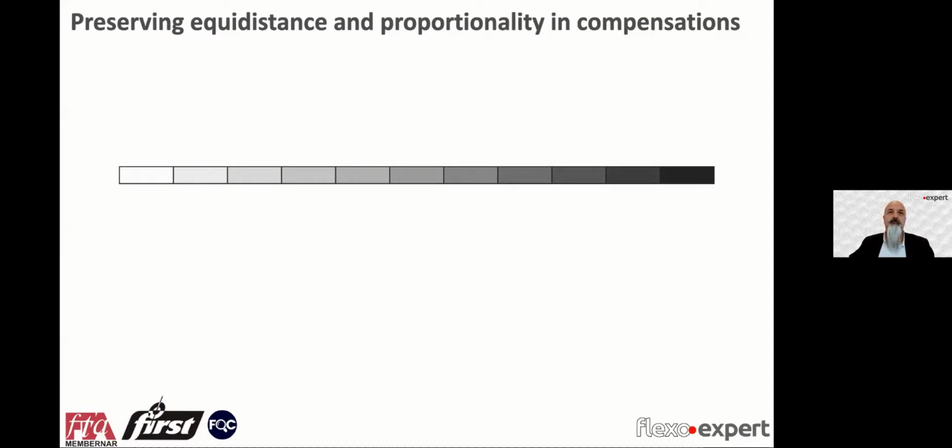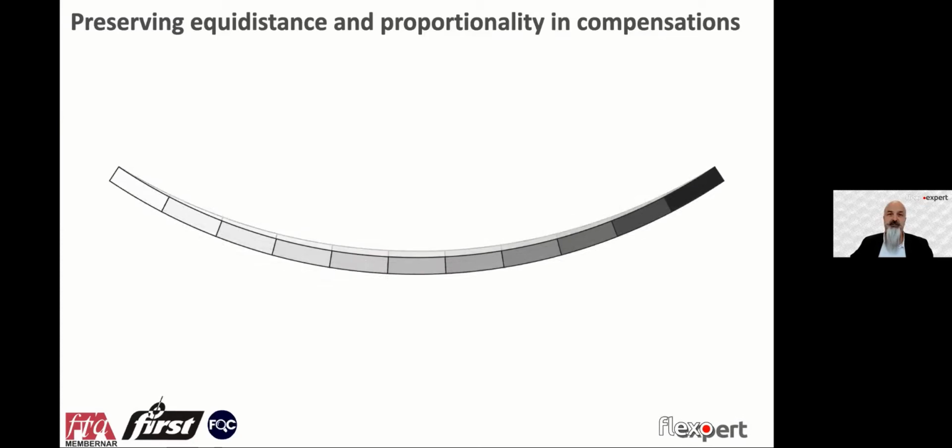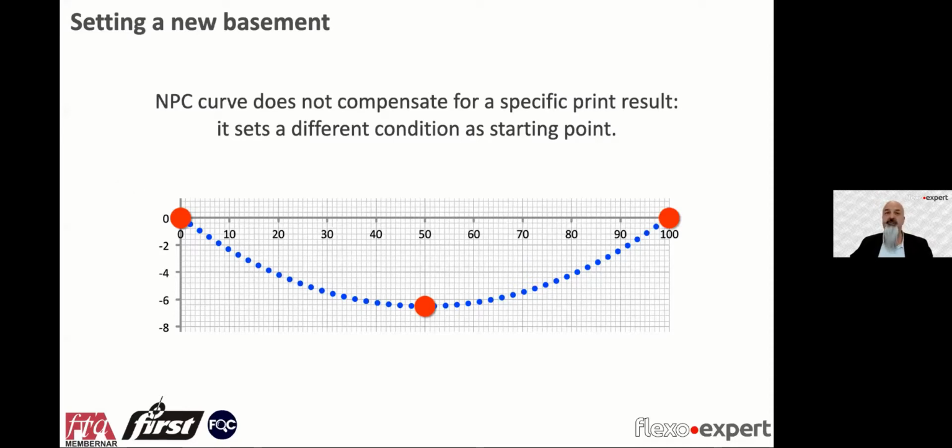That's why it is so important to maintain the same aspects of equidistance and proportionality of the tones when we move from a linear to a compensated condition. This is the scope of NPC curves. As you might have noticed, the NPC curve does not really compensate for a specific print result. It actually sets a different starting point or a starting baseline, a sort of linear curve, okay? A different basement for plate values, described by a perfectly smooth sequence of values that preserve uniform visual spacing of the tones between the non-printing area and the 100% coverage on the plate.